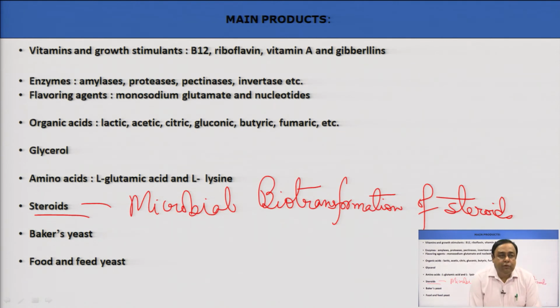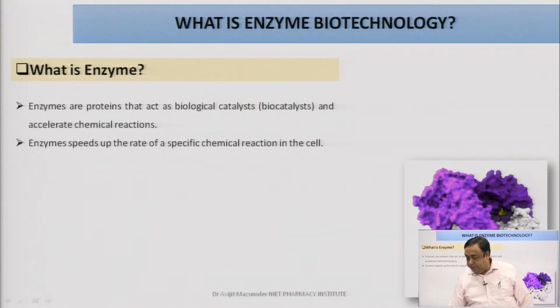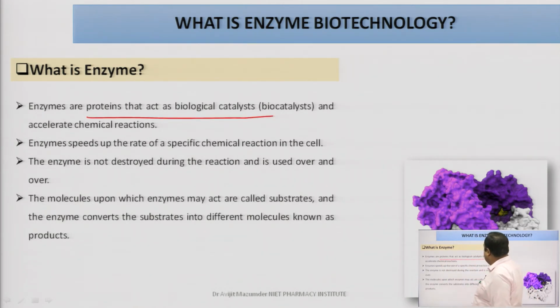Microbes have been used in baker's yeast as well as various feed yeast also. Question is, what is an enzyme? Enzymes are proteins that act as biological catalysts, which we call biocatalysts, and accelerate various chemical reactions. The enzyme speeds up the rate at which a chemical reaction takes place. The enzyme generally is not destroyed during the reaction and hence can be recycled and reused time and again.